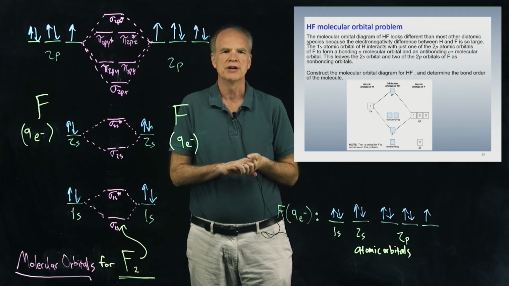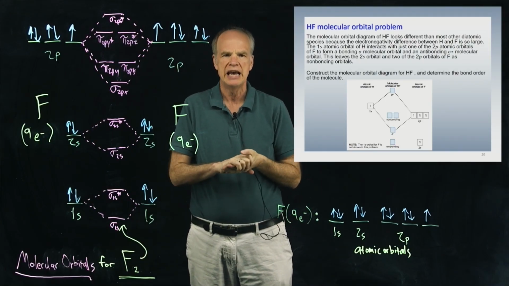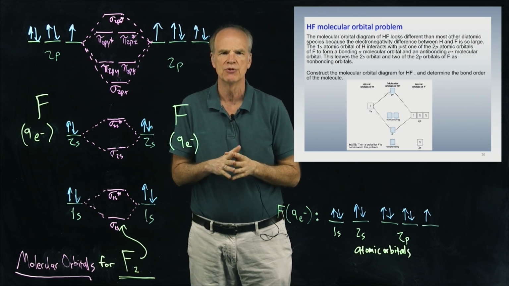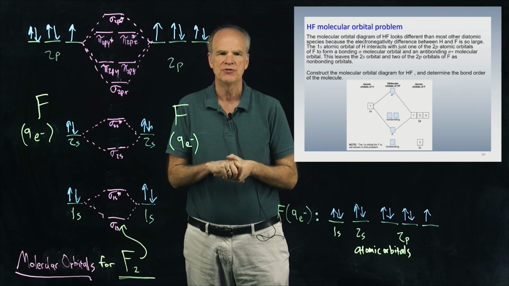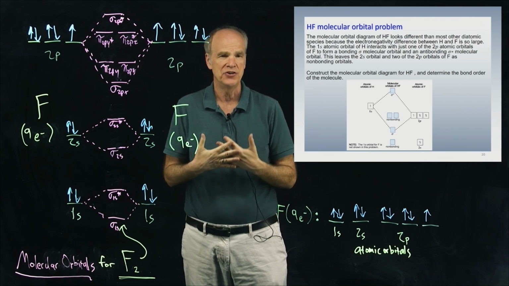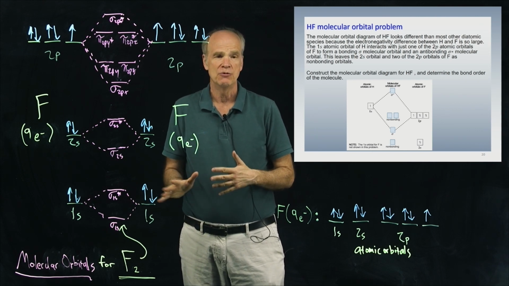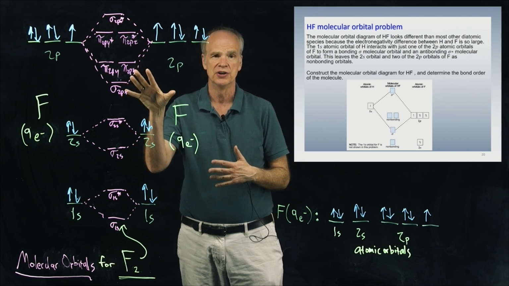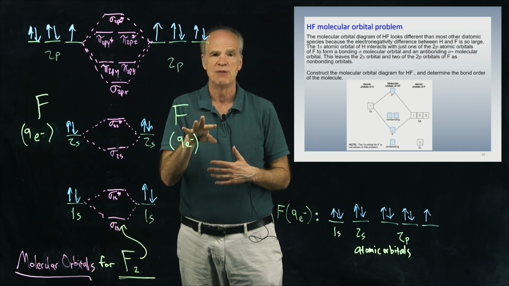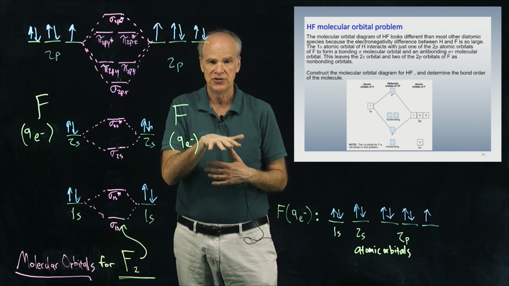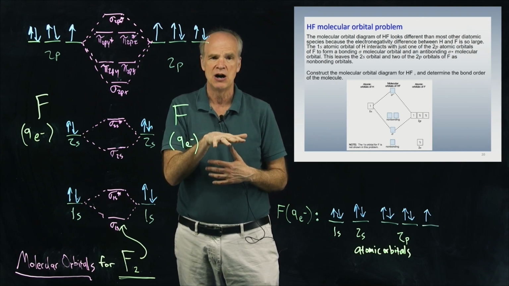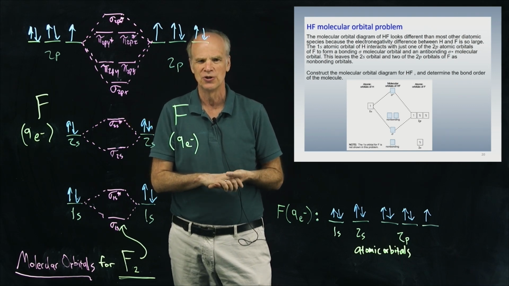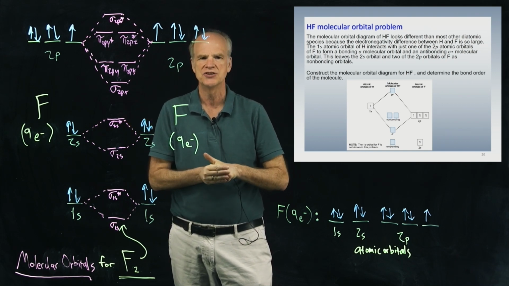So the first thing I want to do is, before we look at the HF molecule, let's look at a previous example that we're familiar with, which is the F2 molecule. That is good to do because I will figure out what the electron configuration of the F2 molecule is, and then I'll do the HF molecule. And I think the differences that you'll see between the HF molecule and the F2 molecule will help you understand the molecular orbitals and the electron configuration of the HF molecule.